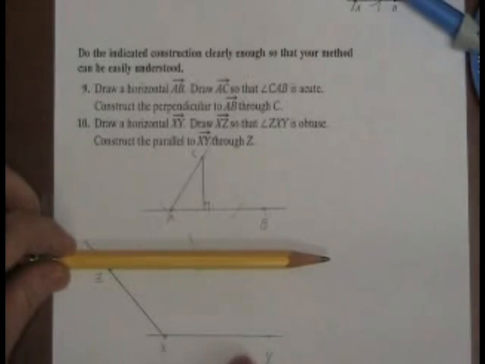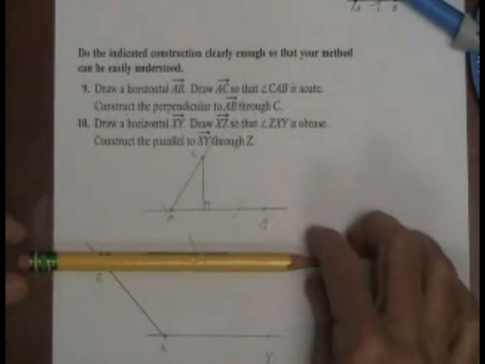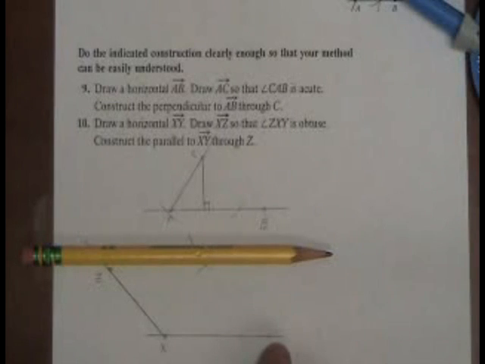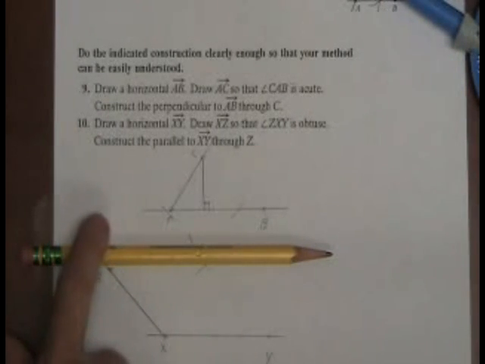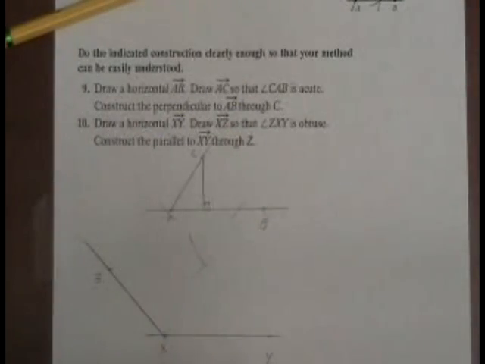Now, they're asking us to construct the parallel to XY through point Z. So what they want is a line that is parallel to XY but is going through Z. Well, let's look at that just a minute. If we have a line, these two lines are parallel, we know that this angle will be congruent to that angle because they're corresponding angles. So that's the key here. What we need to do is measure this angle and then reconstruct this angle or copy this angle to point Z. So we know how to do that. It's just copying an angle. So we're going to come up and we're going to do that.